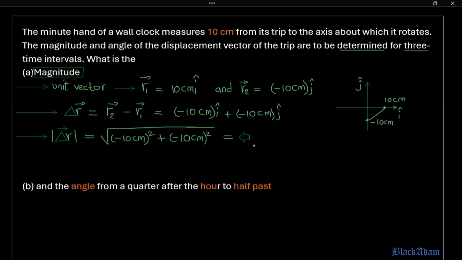Okay, so that will give us 200 centimeters squared. So it's 10 times 10 squared is 100, plus 2 of them is 200. So that will give us the root of that, which is 14.14, and it's 14.14 because of the 2 decimal point precision.